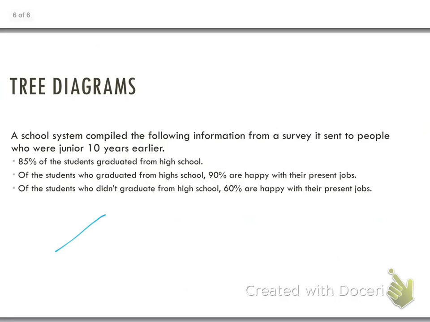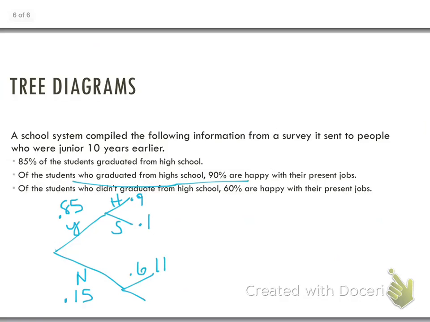Okay, so a tree diagram is going to branch off. So my first is they graduated or didn't graduate. So yes, they did. No, they didn't. So it looks like 85% did. That means I have 0.15 that didn't. My next part, the ones who graduated, 90% are happy. So we have happy and we have sad. So 0.9 are happy, which means I have 0.1 left out of that total 100% that are going to be sad. This one, it is 60% that are happy, which leaves me with 40% that are not happy.